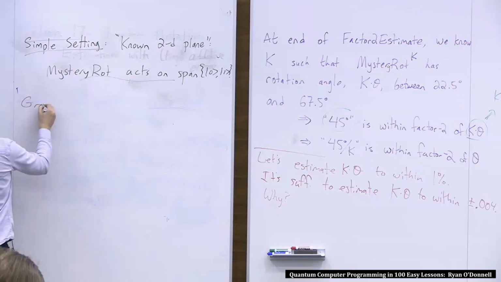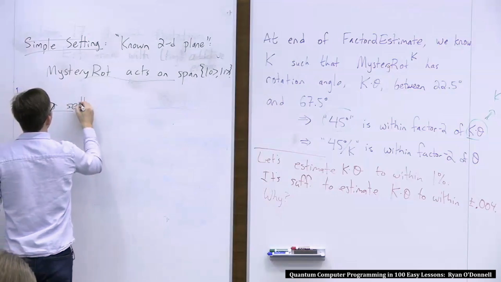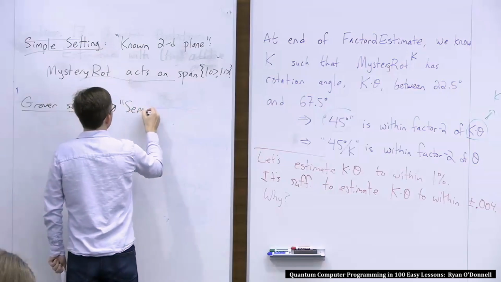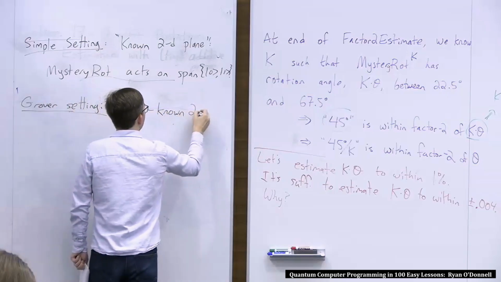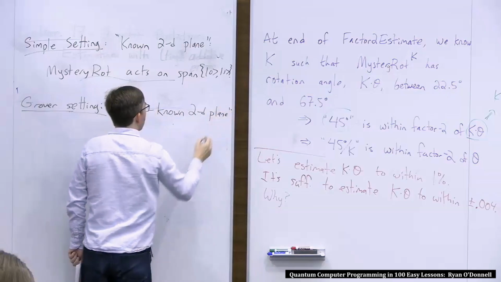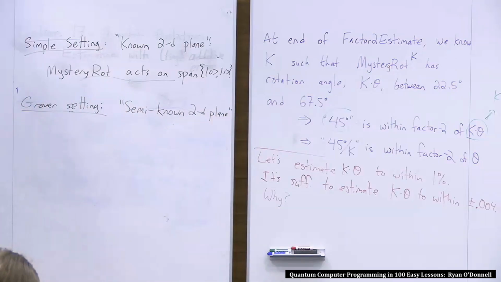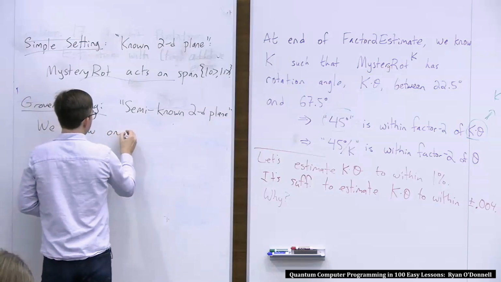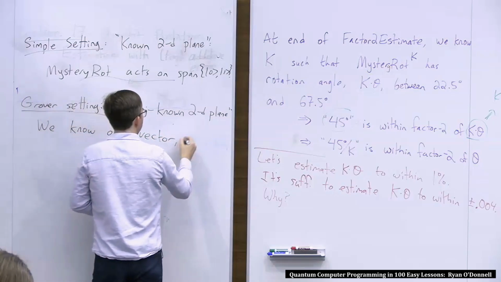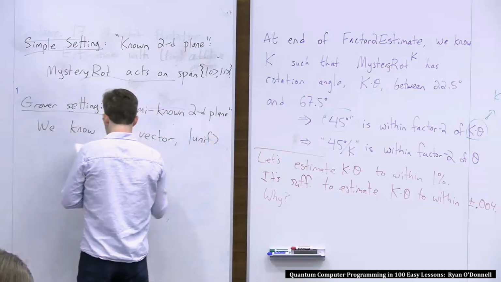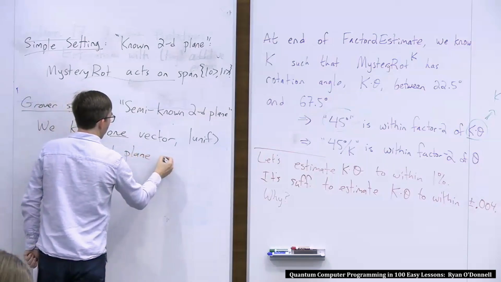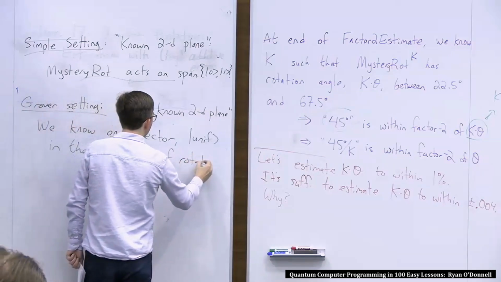Now, in the Grover setting, it's not quite as simple. I'm going to call it the semi-known 2D plane case. Semi because you know one of the vectors in the 2D plane, one of the vectors is easy for you to create and set up. So we, or the algorithm, know one vector, namely this ket uniform in the 2D plane of rotation that we care about or we're analyzing. But we don't know the other one.